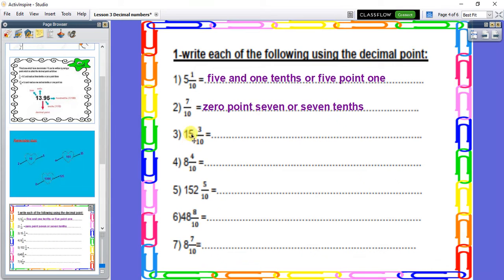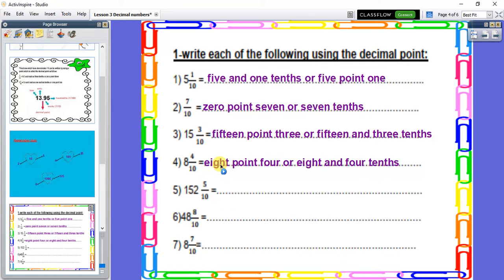Here 15 and 3 over 10. So it will be 15 and 3 tenths, or 15.3. 15.3 or 15 and 3 tenths. And don't forget the "and" here. Then 8 and 4 over 10. I can say 8.4 or 8 and 4 tenths.